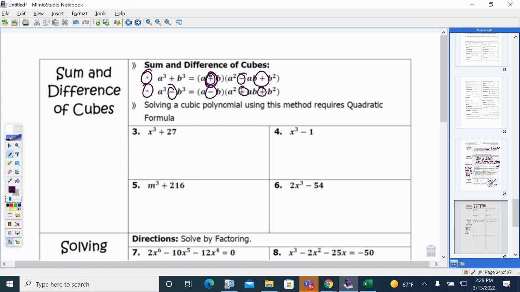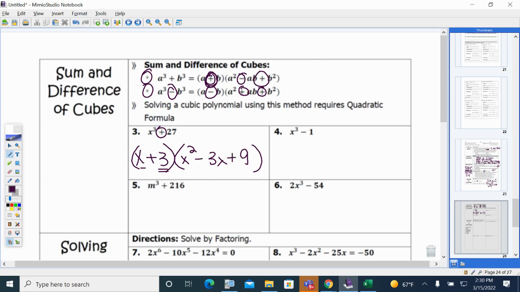So for example, let's look at number 3. We've got x cubed plus 27. Now all I'm doing here is factoring. To factor this, you want to take the cube root. The cube root of x cubed is just going to be x. The cube root of 27 is 3. So because this is the sum, it's going to be x plus 3 in my binomial. For my trinomial, square the first term, multiply the two together, and then square the second term. And because it's plus, my signs are plus, minus, plus.